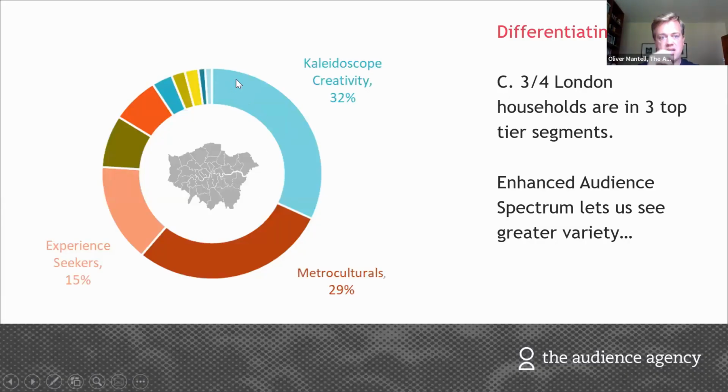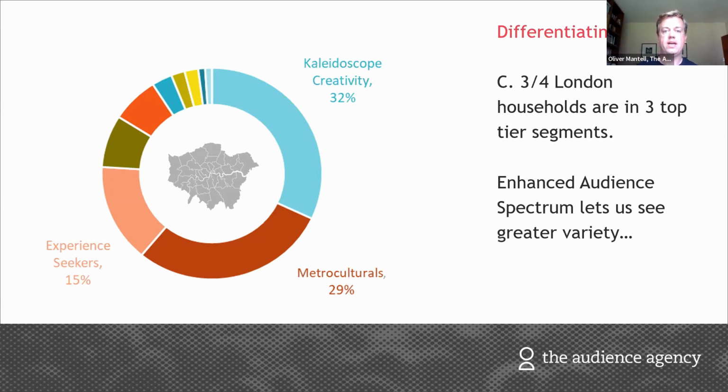If we look at the overall Audience Spectrum profile, the top tier for London, 75% of the population are in those three key segments: Kaleidoscope Creativity, Metroculturals, Experience Seekers. So getting on for a third in each of those top two. Which obviously then makes it quite difficult to be granular with that unless you start introducing other factors. It also means that the picture across the whole of London, when you apply that, gets a little bit less nuanced than perhaps we would want.